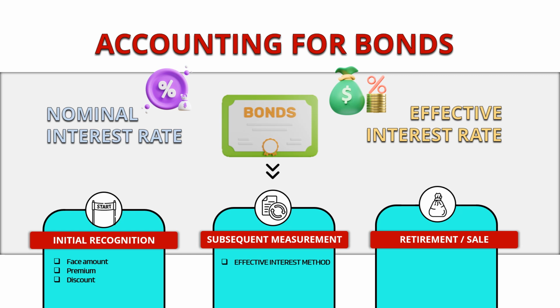The thing that I want you to understand with bonds, unlike the notes receivable that we talked about, is that for bonds, there are two different interest rates that you have to know: your nominal interest rate and your effective interest rate. Once you get this, you're going to be set in terms of initial recognition and subsequent measurement. But you have to understand that there are two rates that they will give you.